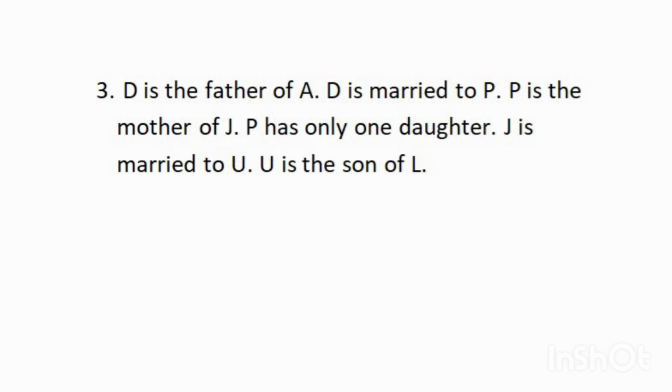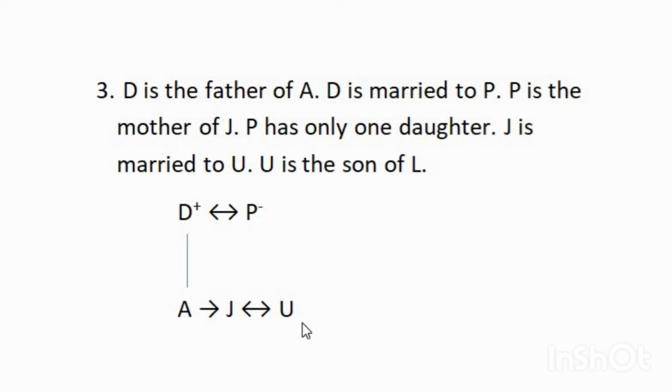Going to the next question, D is the father of A. So it is represented like this. D is married to P. So it is represented like this. That means P is female and wife of D. D is married to P, and P is the mother of J. That means D and P have two children, A and J. And now it is given that J is married. P has only one daughter.